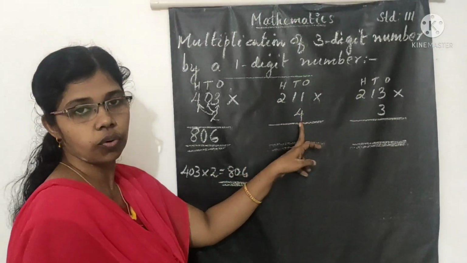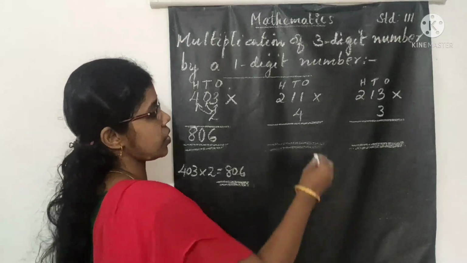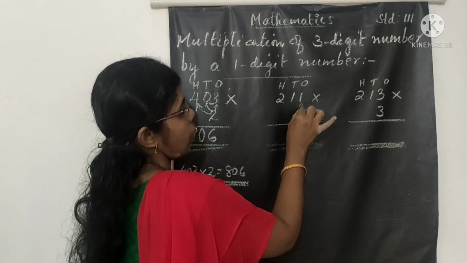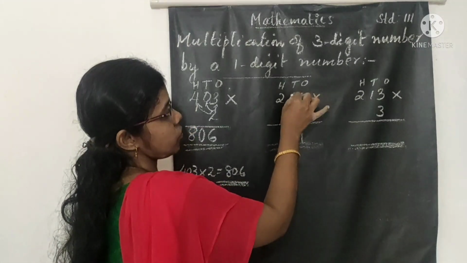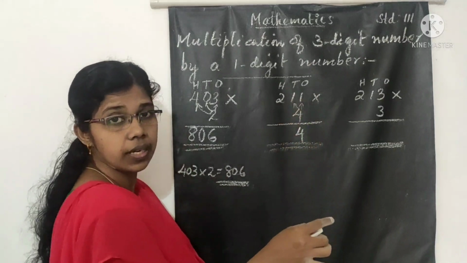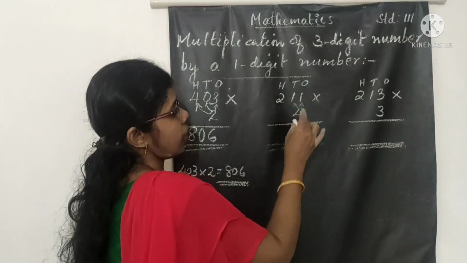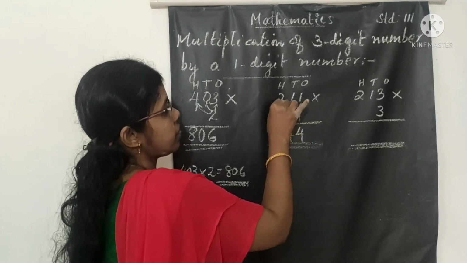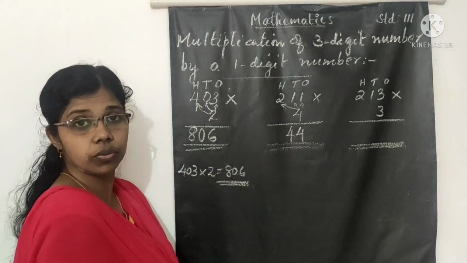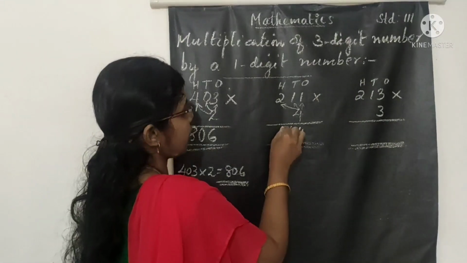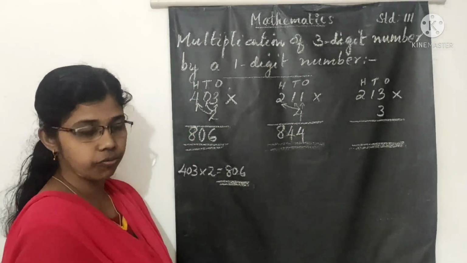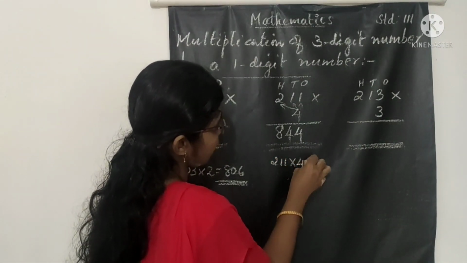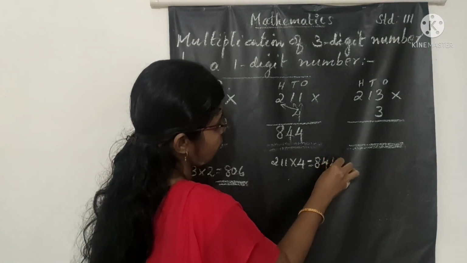211 into 4. First multiply 4 with the ones place. 4 into 1, 4 ones are 4. Next, 4 into the tens place, this 1, and the tens place contains only 1 here. So 4 tens. Then 4 times 200, 4 into 2, 8. So the answer is 800. So our answer, 211 into 4, is equal to 844.